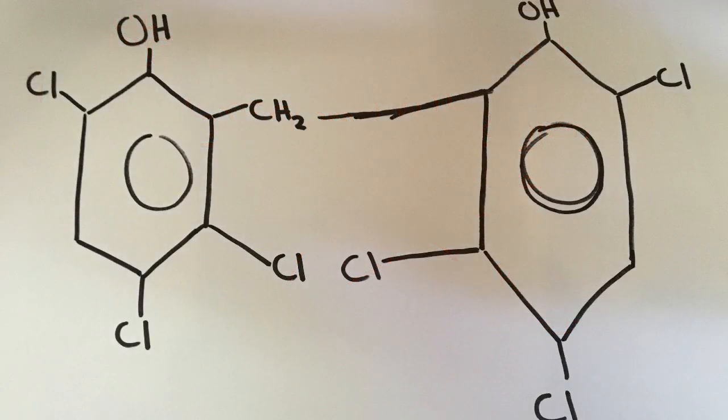This is my example for the extended structure. It's detergent and it contains oxygen, hydrogen, chlorine, and carbon in a doubled benzene ring.